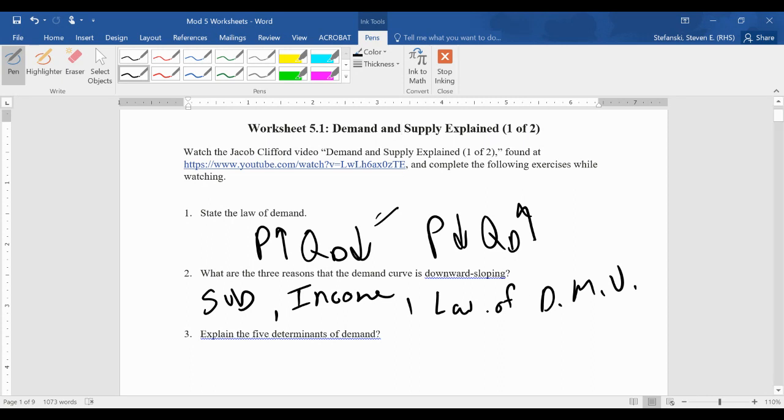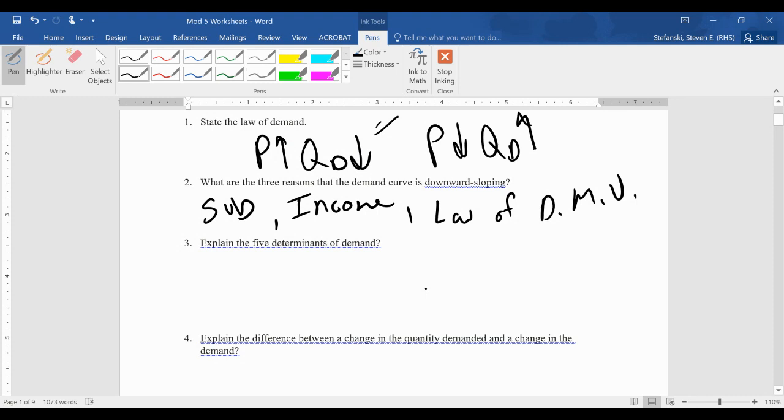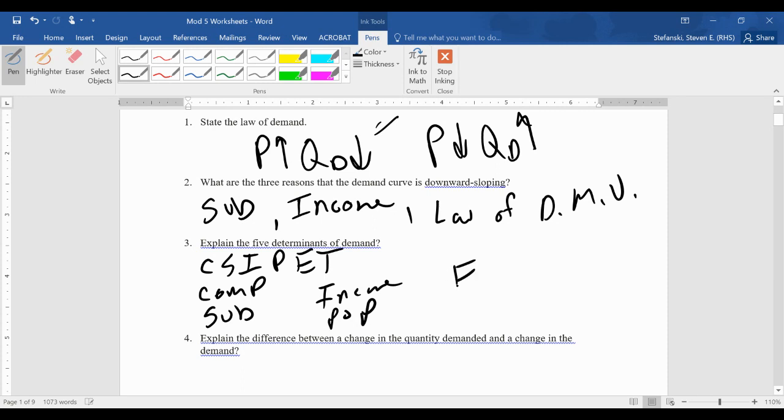Then it asks, what are the determinants of demand? It said 5. I like to talk about them as 6. I like to use the acronym CSI PET. The first one is the price of complementary goods, the price of substitutable goods, income, population, expectations, and then tastes, fads, and preferences. Those are the determinants of demand. I believe the video just says tastes and preferences, number of consumers, price of related goods, income, about normal and inferior, and then price expectations, which in my notes, we essentially do the same thing.